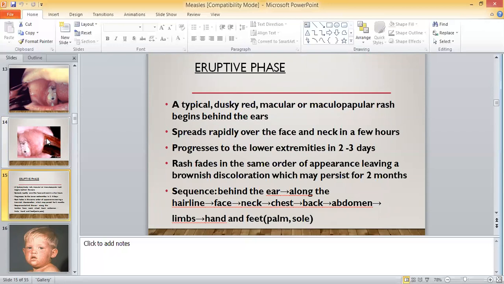The second stage is the eruptive stage. A typical desquamating maculopapular rash begins behind the ears. It spreads rapidly over the face and neck, and in a few hours progresses to the lower extremities within a few days. The rash fades in the same order of appearance, leaving a brownish discoloration which may persist for 2 months. Like first, the rash disappears from the extremities, trunk, and last from the face and head. The sequence is that it starts behind the ear, along the hairline, then face, neck, chest, back, and abdomen, limbs, and hands and feet in the last stage.